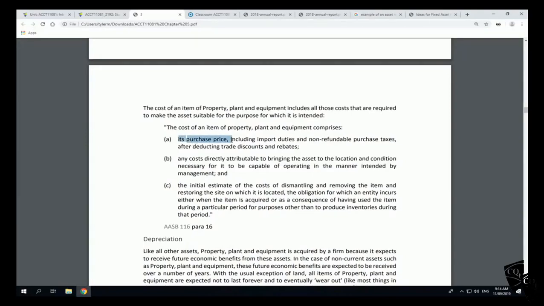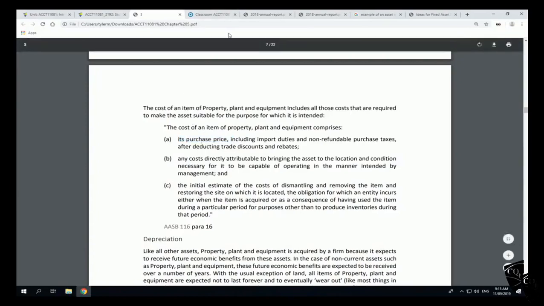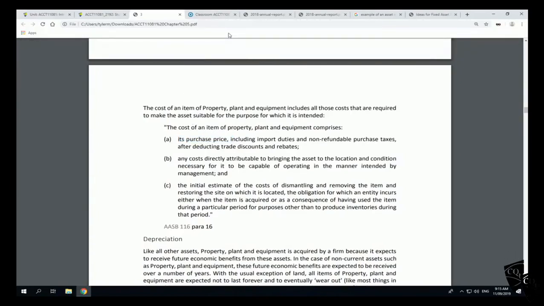Okay, when we record an asset at cost on the balance sheet, it sounds like a fairly simple concept, but in reality it can be a little bit more complex. So there are these three attributes that we need to consider when we're putting the cost onto our balance sheet.